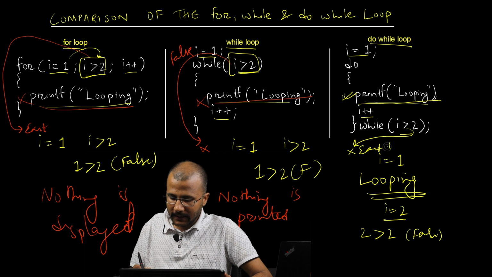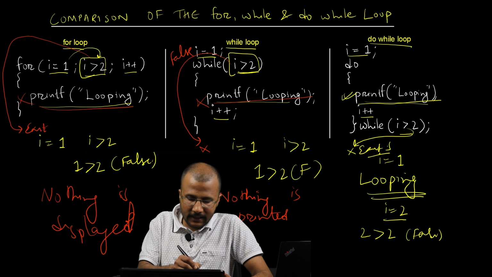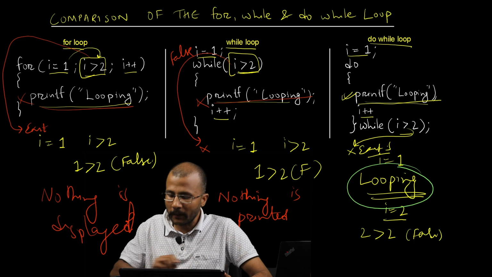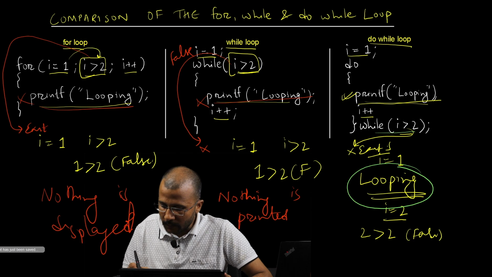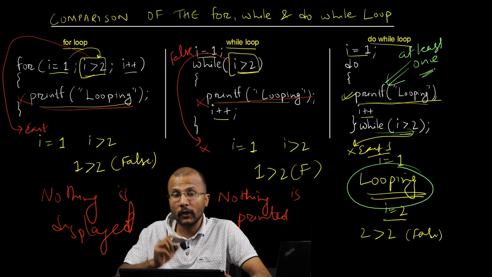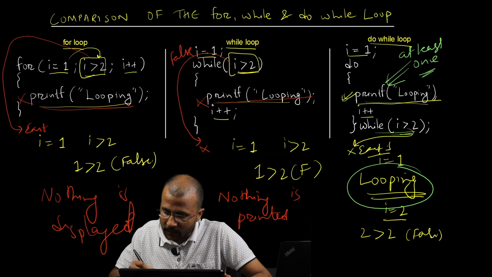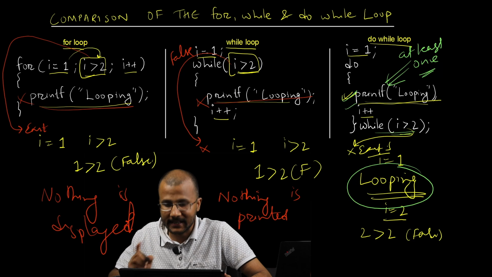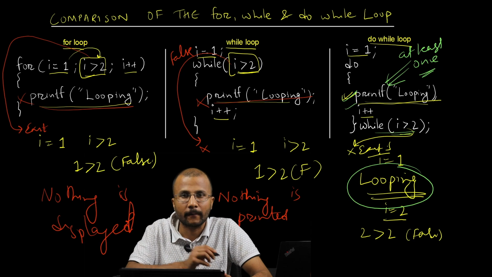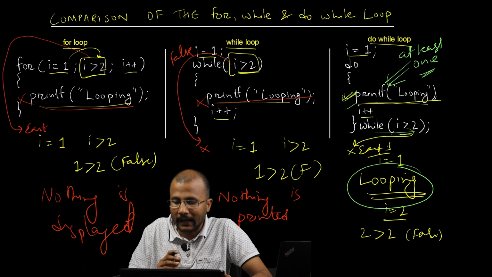Okay, so in this case, if you see, in case of do while loop, the looping is displayed once. So do while loop, no matter what the condition may be, the statement in the body will be executed at least once. Always this is guaranteed. In do while loop, at least once the statement in the body will always be executed. But that may not be the case in the while loop and the for loop. So therefore, there is a difference between while, for and the do while loop.